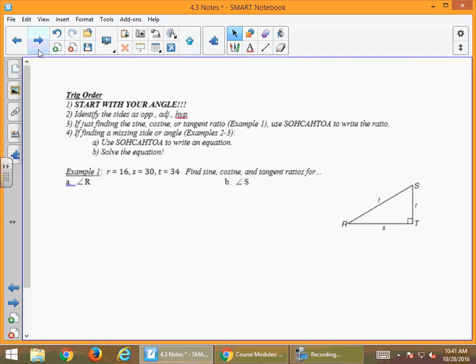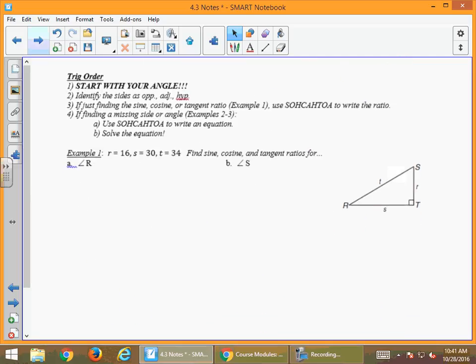Let's have some ratios. Okay, so in this example, we're going to follow these steps to set up our first trig ratio. They're always the same steps. Here, it said R was 16, so go to your diagram, mark that as 16. It said S was 30, go to your diagram, label it as 30. And it said T is 34, so label that as 34.